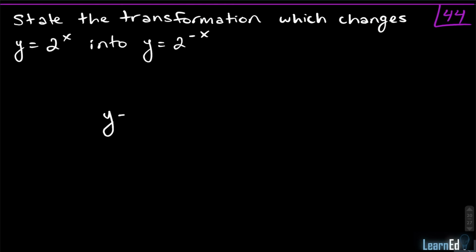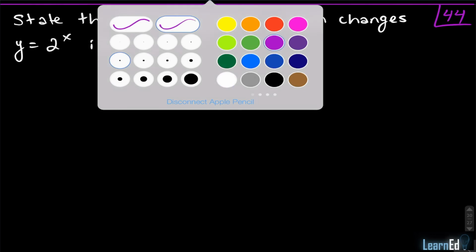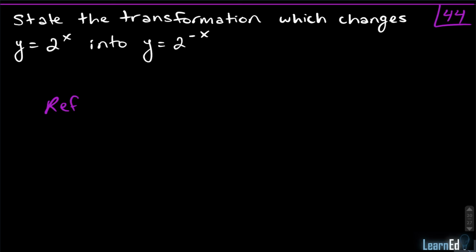But when you have something like y equals x squared and you negate the outside, so you have negative x squared, since PEMDAS, the x squared will get to the x before the negative does. So this is a reflection about the x-axis. But when it's just the x being negated, this is a reflection about the y-axis. That's, I think, the simplest way I can explain that. So the transformation is a reflection about the y-axis.